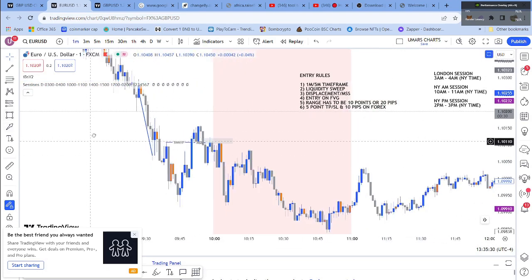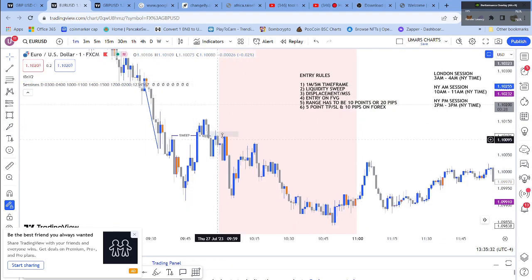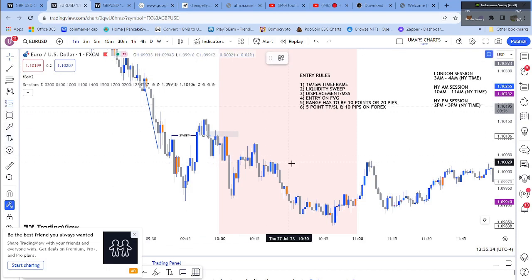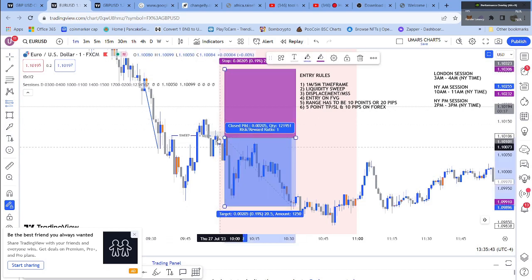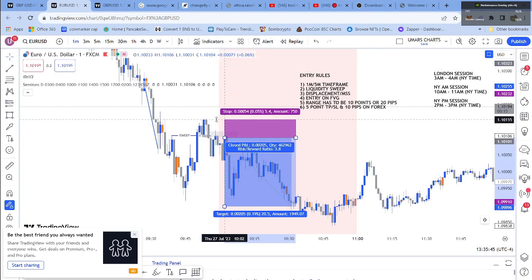Here's another example. So as we can see, all of this happened before the kill zone time, but the entry happened during the kill zone time. This is why this is so powerful, guys. So as you can see, you would have then entered, kill zone would have opened, you would have then entered on the fair value gap.